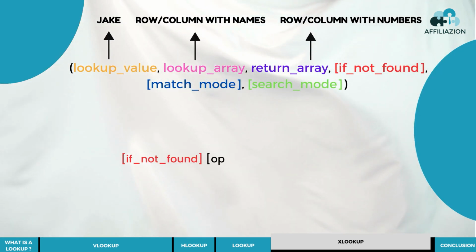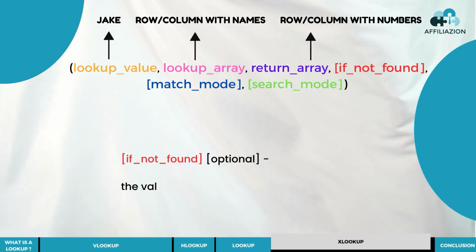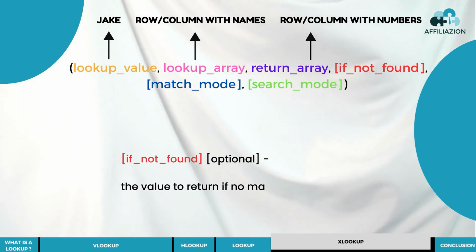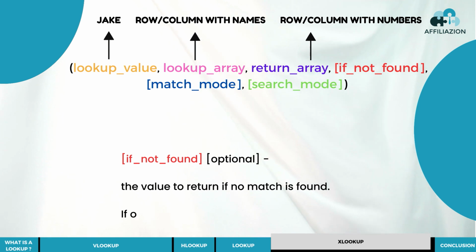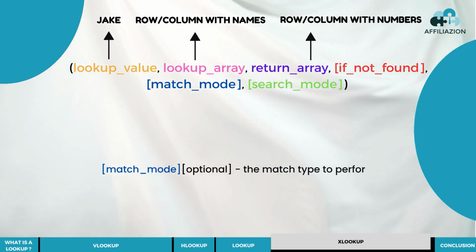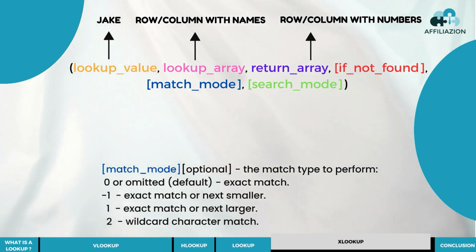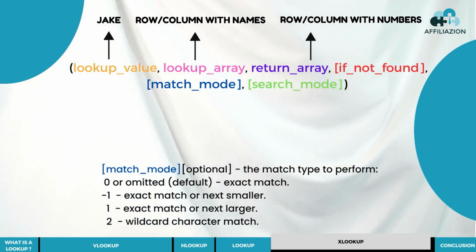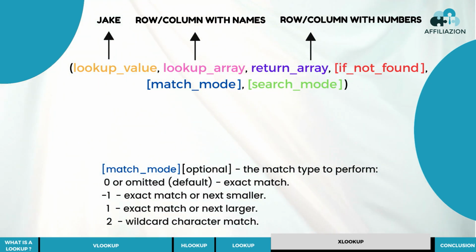First, we have if not found. If you don't find the lookup value in the lookup array, you would simply get an NA by default. If you put in something over here, let's say not found, then instead of an NA, you'll get not found. The second is match mode. By default, this is set to 0, which is an exact match. The other options would be -1, that is the exact match or the next smaller value. Then 1, that is the exact match or the next larger value. And 2 can be used as a wildcard character match.